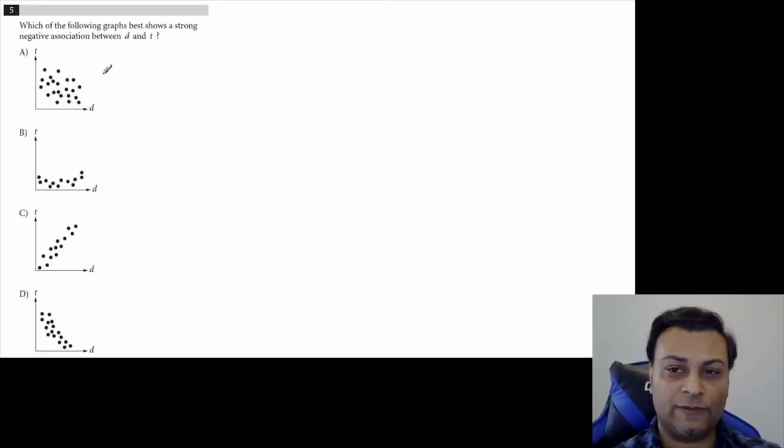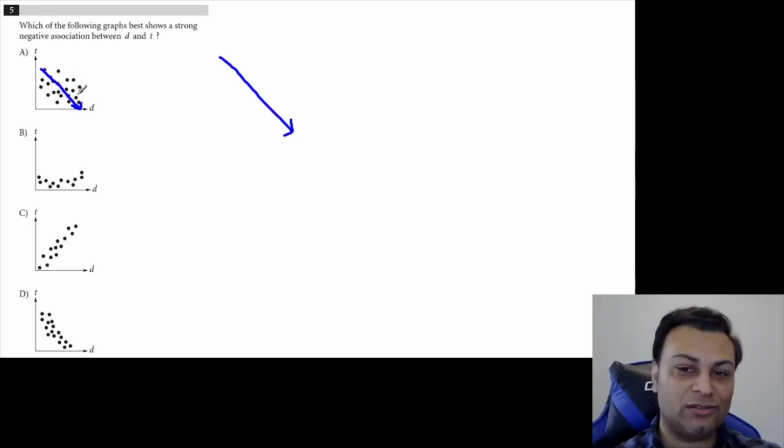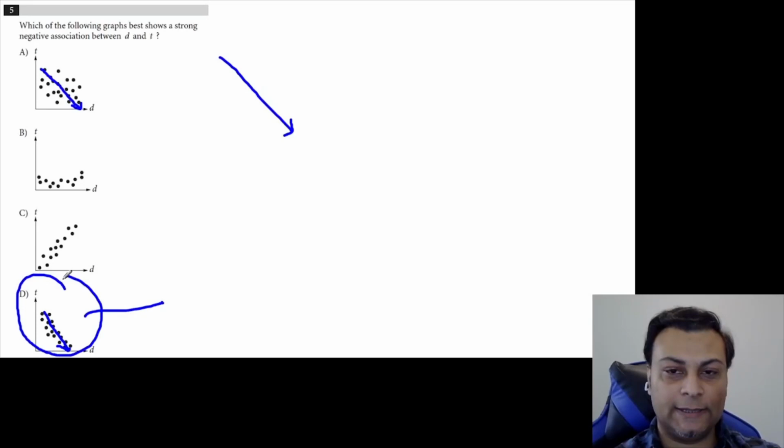Question 5, which of the following graphs best shows a strong negative association between D and T? Strong negative association means that the points will fit on a negative sloping trend line if we drew one. This one is negative, but it doesn't capture many of the points, so it's not as strong as option D, which is even stronger. Both A and D are negative. C is not, but D is the strongest one, so the answer is D.